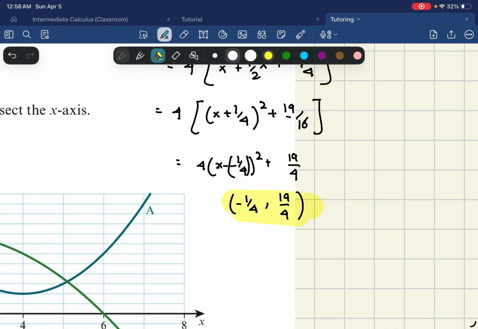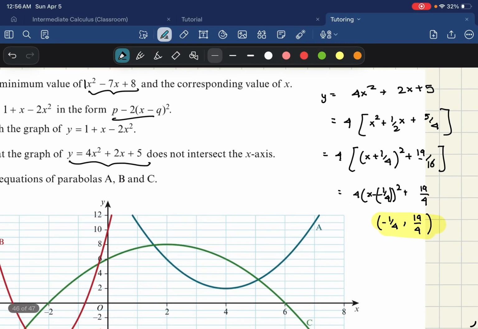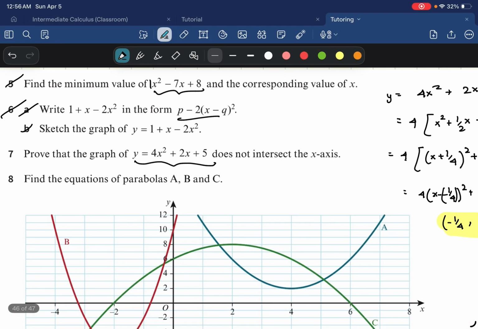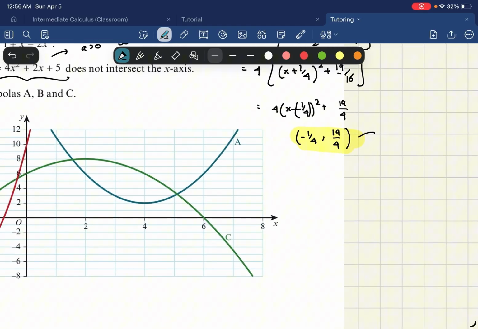So this is your vertex. And another thing you can deduce is that this is concave up, right? So a is positive, so it's concave up. So this is your minimum point.